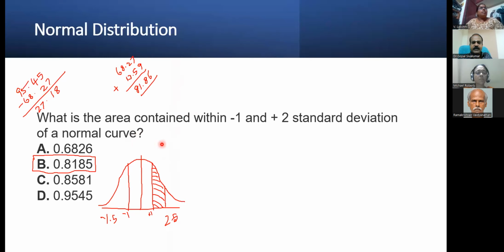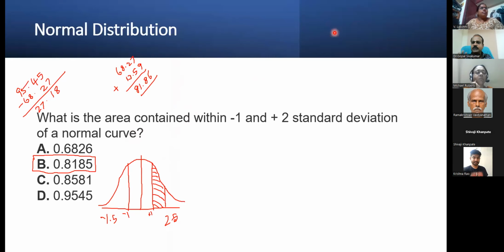What is the area contained within -1 and +2 standard deviation of a normal curve? One method is approximate, because we know some approximate probabilities, isn't it? Plus or minus 1, the probability is 68.27. That is written here. -1 to +1, 68.27. And -2 to +2, we know that is 95.45. But now the question is -1 to +2.